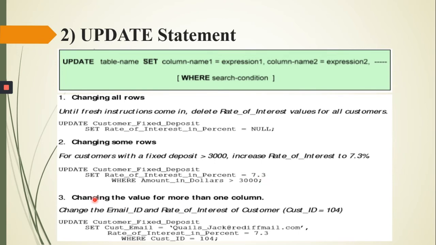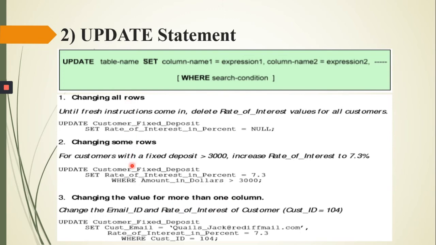But where do we have to update? Where amount in dollar, the fixed deposit amount, must be greater than 3,000. So where amount in dollar greater than 3,000. It may happen that I have 100 customers, and from those 70 customers have a fixed deposit greater than 3,000. So those 70 records are changed, the remaining are as they are. So when we are changing some rows, we have to provide the where condition. Clear?